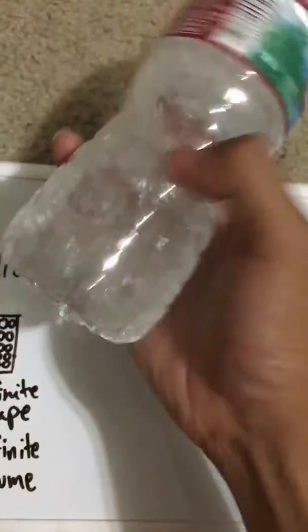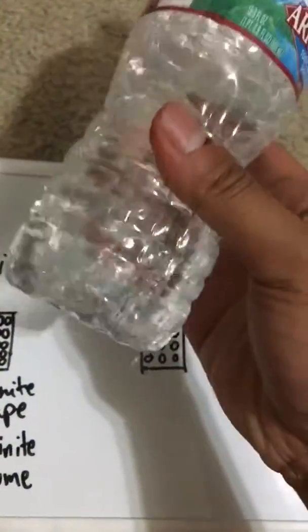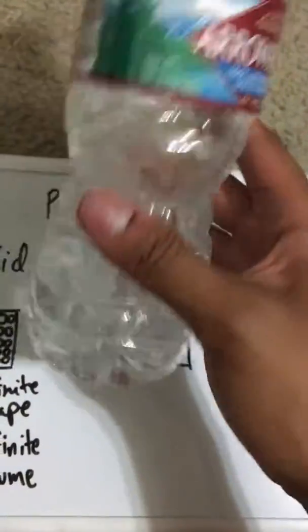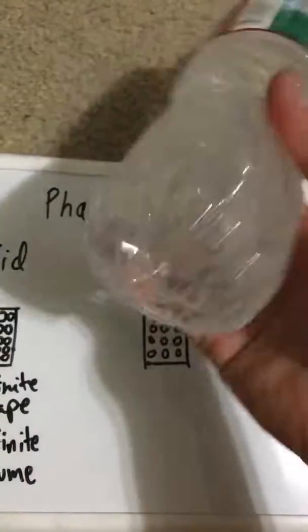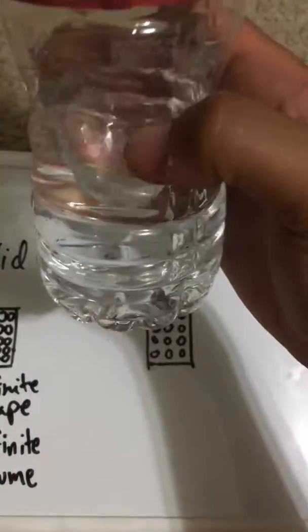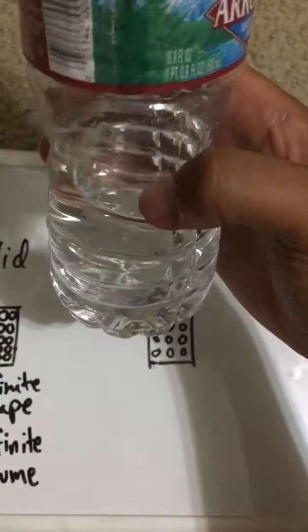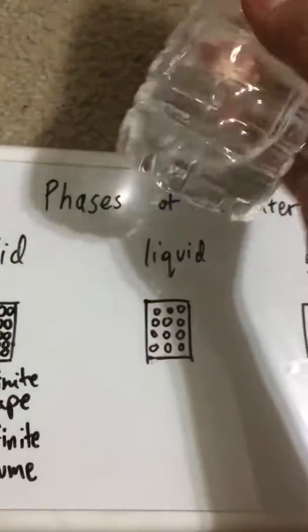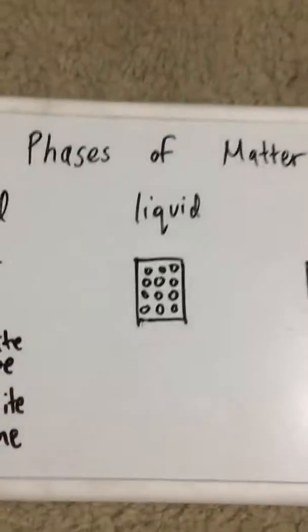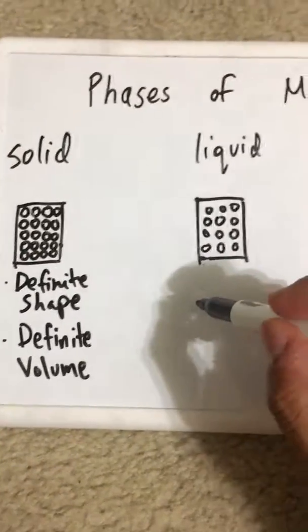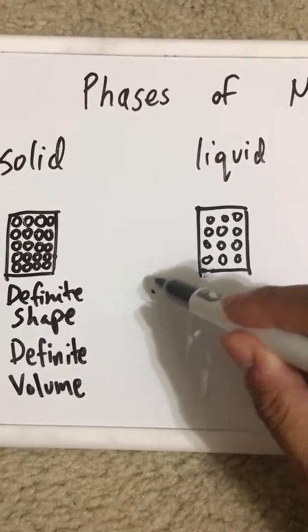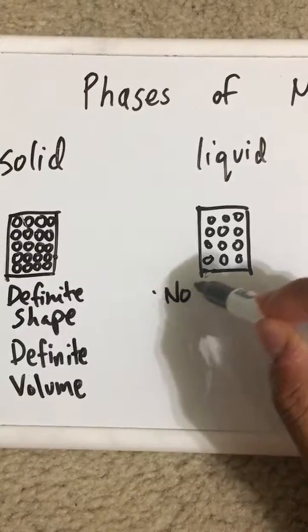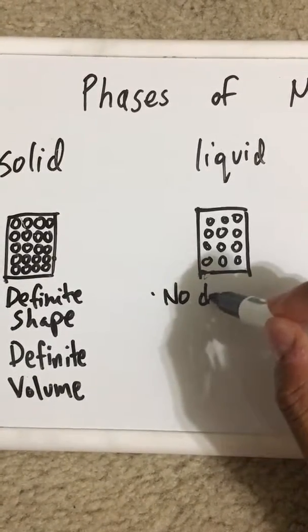So now I'll shake the bottle. This shows that the shape is changing when I shake it. Alright? And so when I tilt the bottle, the water is still taking up the same amount of space. So water has no definite shape, or liquid I mean.